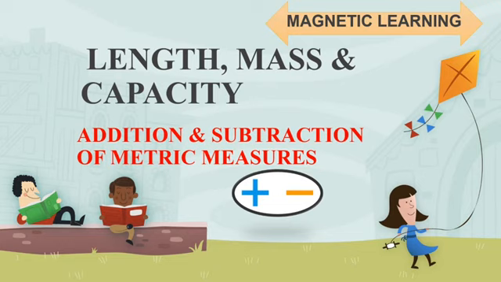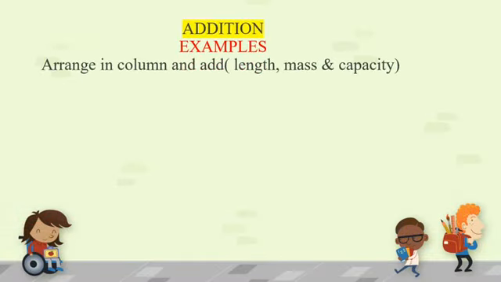In this session, we are going to learn about addition and subtraction of metric measures: length, mass, and capacity. So, let's get started. Addition of length, mass, and capacity. Example: arrange in column and add.